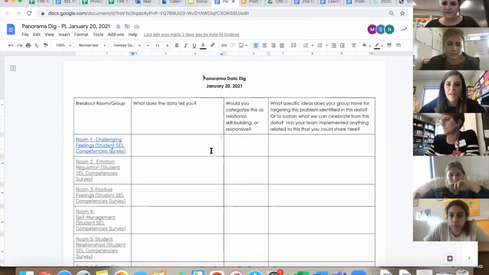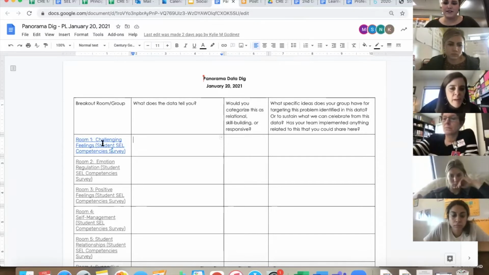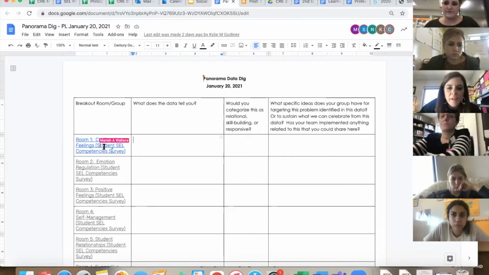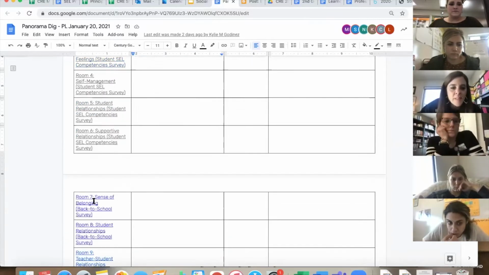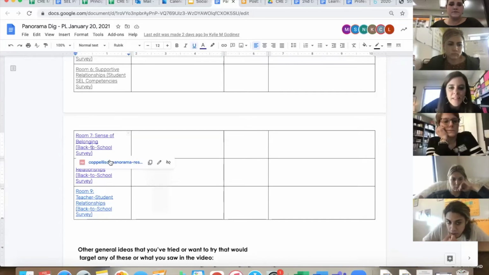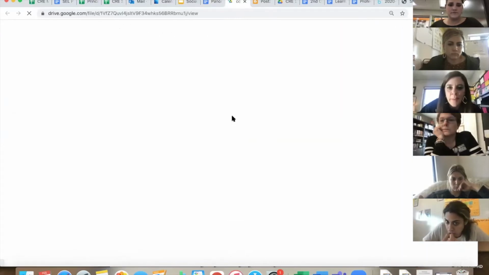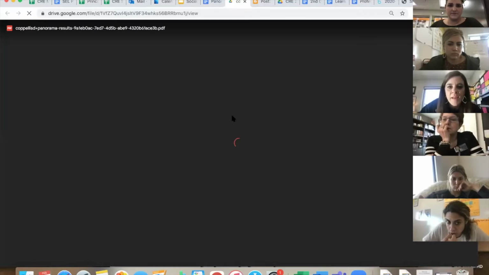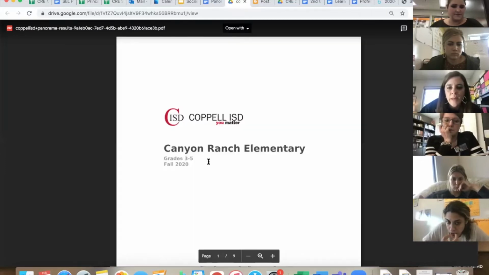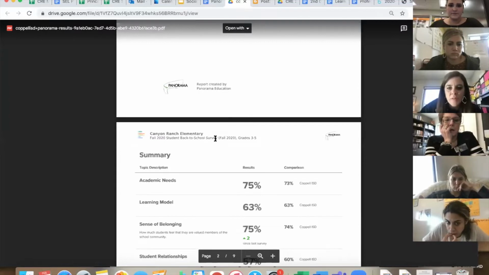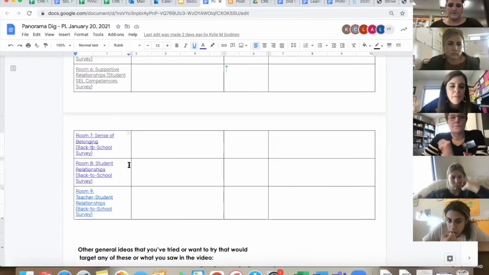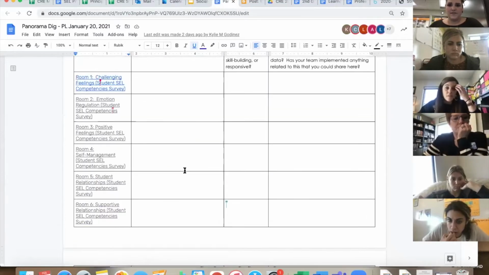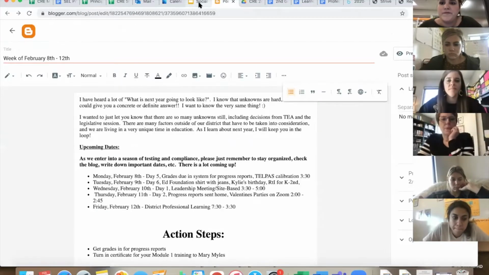Yeah, I was just going to clarify one thing too. On this PDF, we looked at the challenging feelings. If you scroll down, you'll get to emotion regulation and then positive feelings. But if you're in group 7, 8, or 9, it's going to look like the same thing, but it's a different PDF. This is from the second survey. And so when you pull it up, this one's from the SEL survey. And so you'll just scroll down and find the one that matches. So there's 2 different PDFs in there. Okay. Any questions before you go?